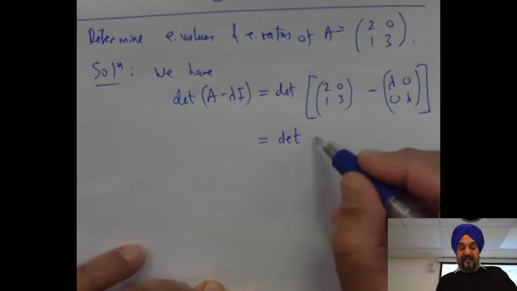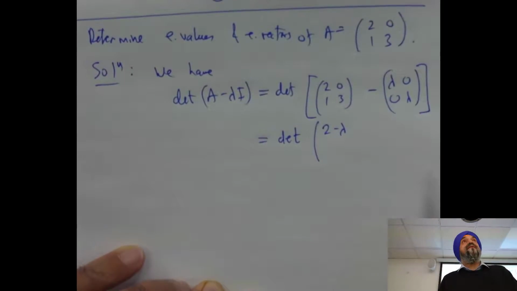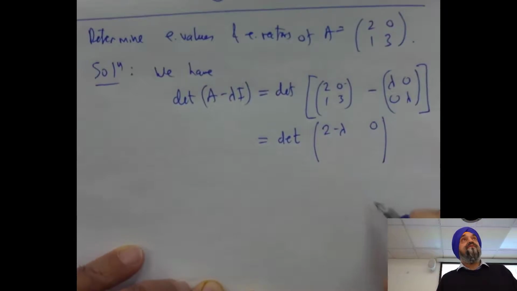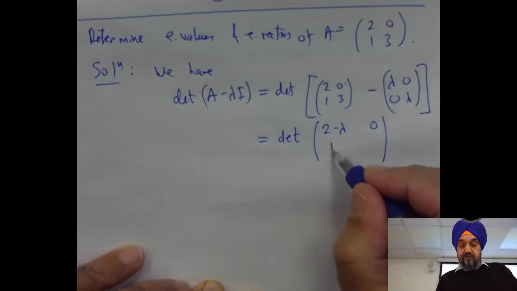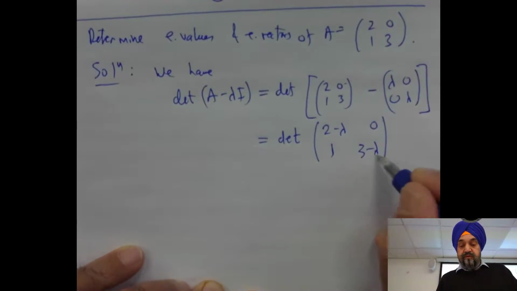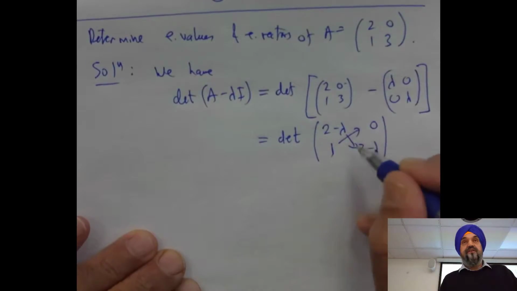Yeah, 2 minus lambda. 0 minus 0 gives you 0. 1 minus 0 gives you 1. And 3 minus lambda. So how do you find the determinant of this matrix? 2 minus lambda by 3 minus lambda, and then minus it by 0. Exactly, one diagonal take away the other diagonal.